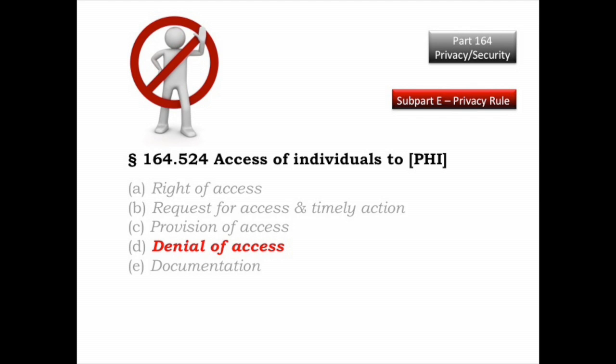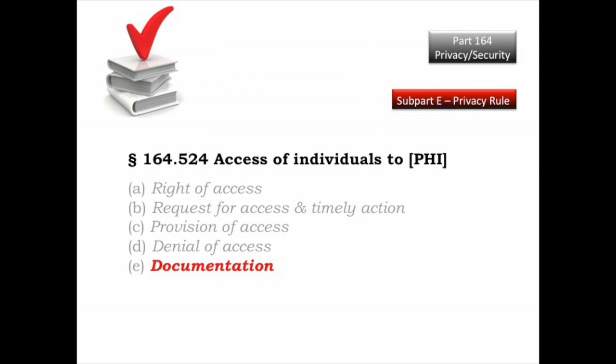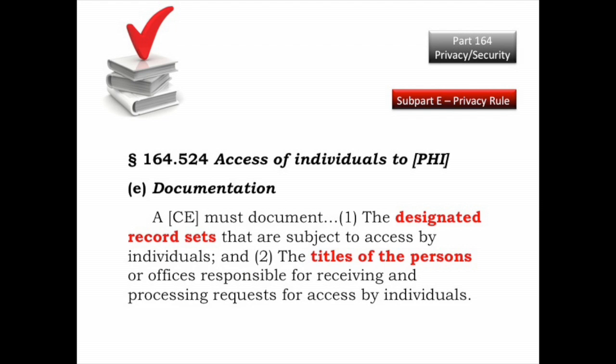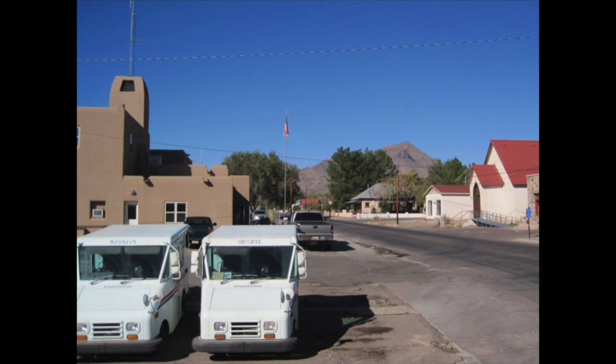HIPAA subsection D specifies rules for denying access. A provider's denial must be in writing and must inform the patient of their rights. HIPAA subsection E establishes guidelines for documentation. Entities must identify designated record sets and titles of persons responsible for processing requests. A designated record set means information that the provider uses for making decisions about patients. The designated record set does not include quality control data.